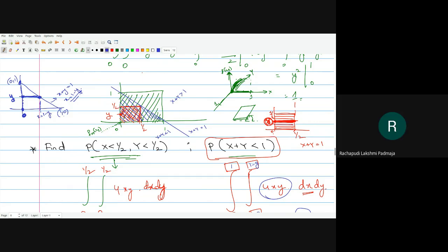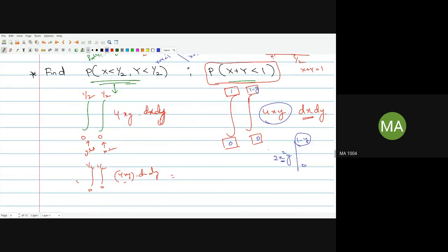Okay. So what is this point you have to identify? From x equals 0 to x equals what? To calculate x from that line equation. That line equation is x plus y is equal to 1. So from there you can find what x is. So x is basically 1 minus y. So x can go from 0 to y, but equals 1 minus y. So that is what the inside limits will be.